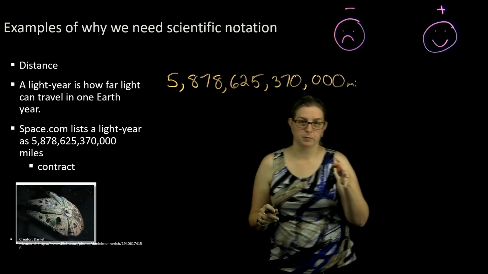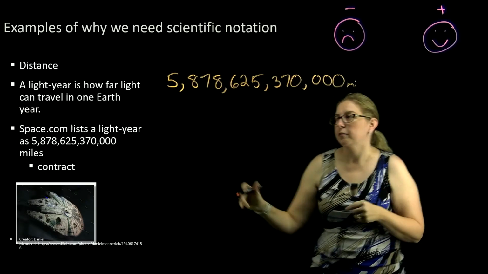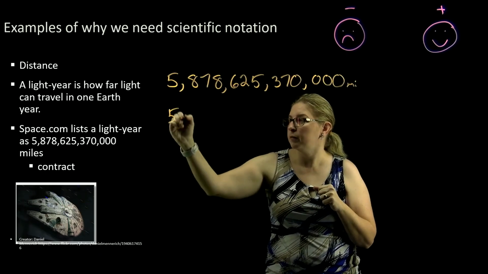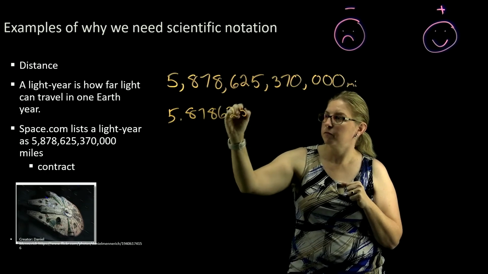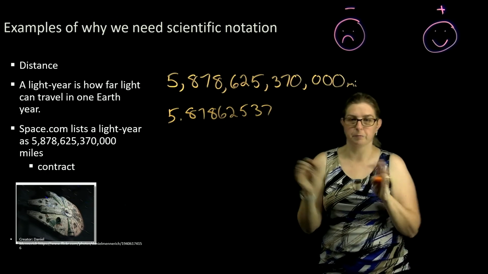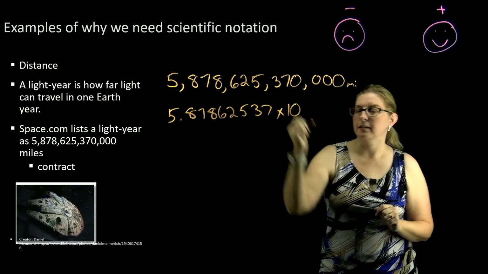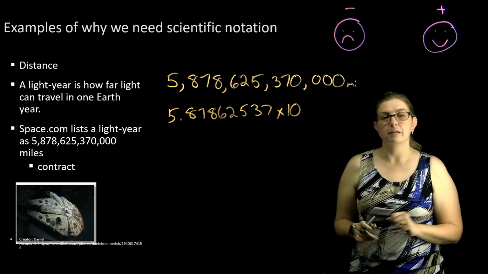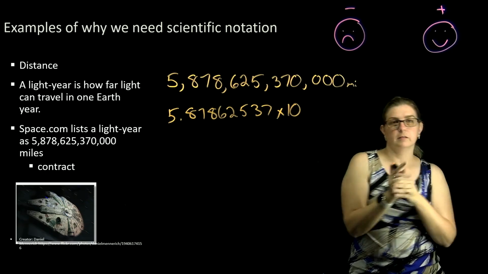Now I'm going to do this 2 ways, okay? I'm going to do it properly, and then I'm just going to round off. Okay, so properly, we know that it's going to be 5.87862537. I wanted to write the 0, but don't write the 0. Times 10 to the something. Okay, why 5.8? Because that's the whole point of scientific notation. Number, decimal, numbers. Okay.